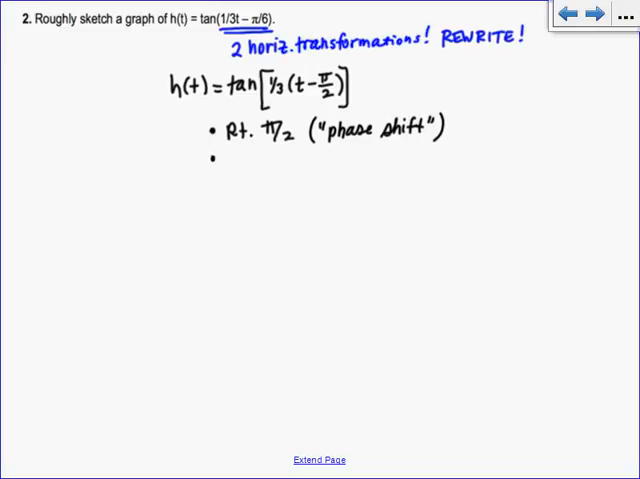All right, and then from there, I'm going to have some kind of horizontal stretch or compression. What do you guys think? If I have a 1/3 here, what do you think it's doing? Compression or a stretch, right? It's going to be a stretch. So it's going to be a horizontal stretch.